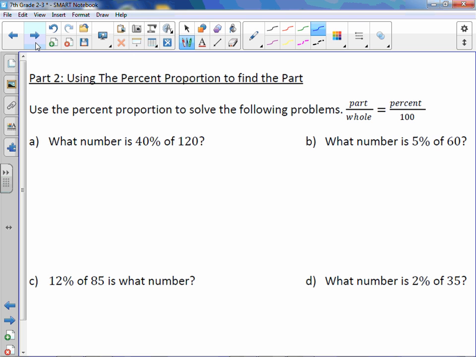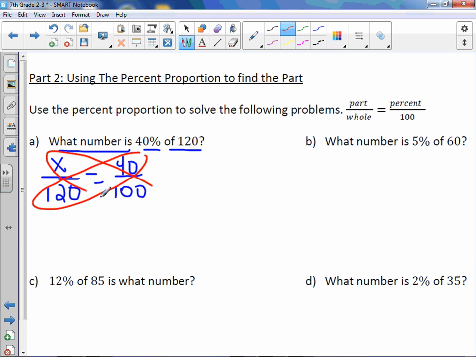Now let's again use the same percent proportion, but this time we're finding the part. Okay. We have our blank proportion, which I'm probably going to run out of room again. We'll do the best we can. Percent is out of 100. What number is 40%? If it has a percent symbol, that's your percent. So 40 goes over 100 because percents are out of 100. Of 120 means that's the whole or total amount, which means our unknown is the part.